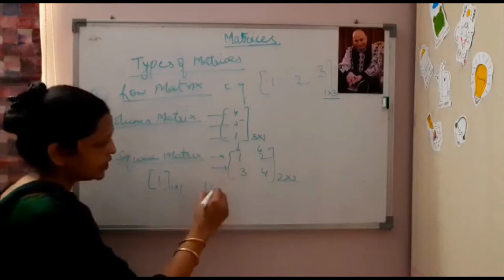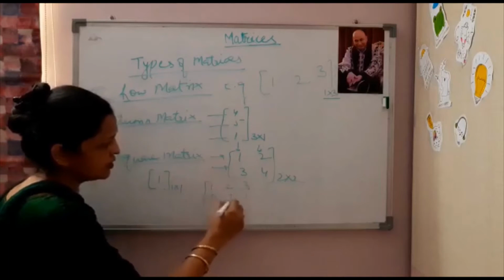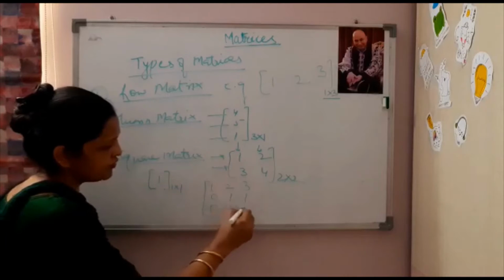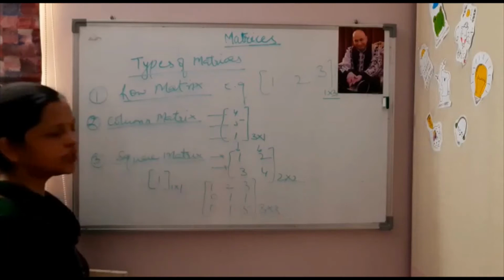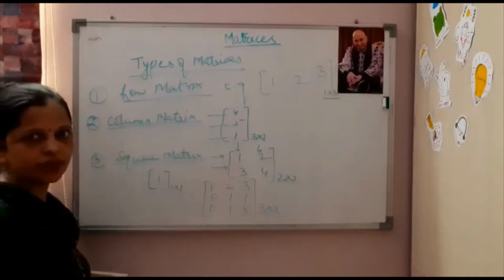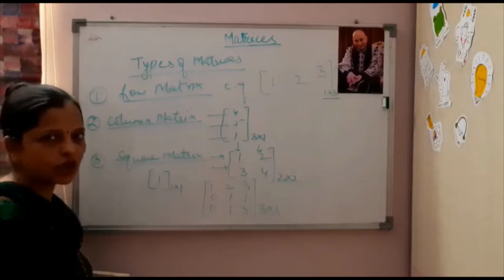3 by 3 is when 3 rows and 3 columns are there, for example 0, 1, 5 like this. In this case, this will become 3 by 3. So these are the square matrices, in which the number of rows and number of columns are equal, right?